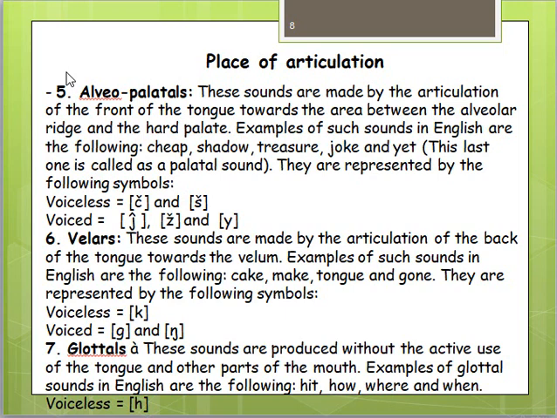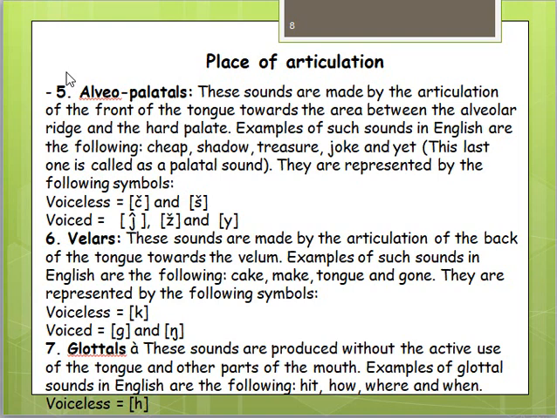For example, the voiceless she, the voiceless she and se, or the voiced je, ze and ye. Now, the sixth place of articulation is the velars. These sounds are made by the articulation of the back of the tongue towards the velum. For example, the voiceless ke in English, or the voiced ge, or the voiced ang. These are from English. We have it in Arabic. We have the velar re, qa in Arabic. These are called the velar sounds.